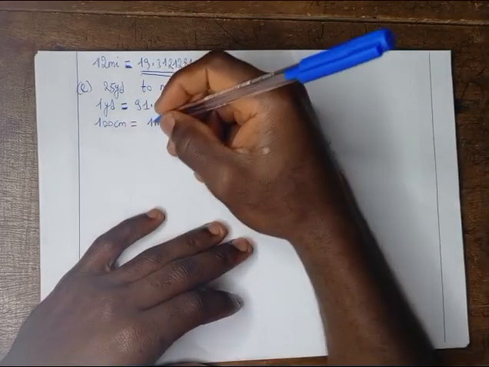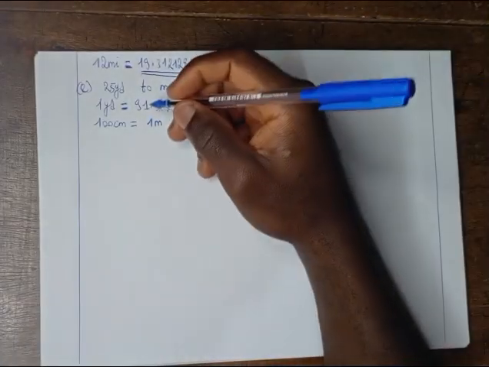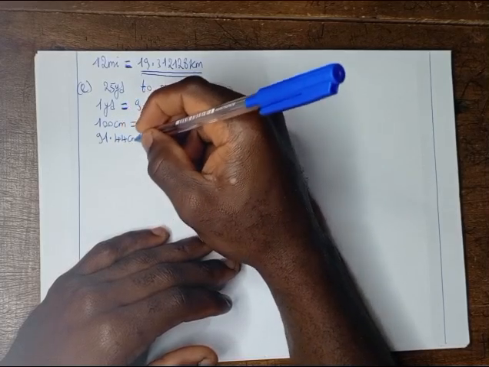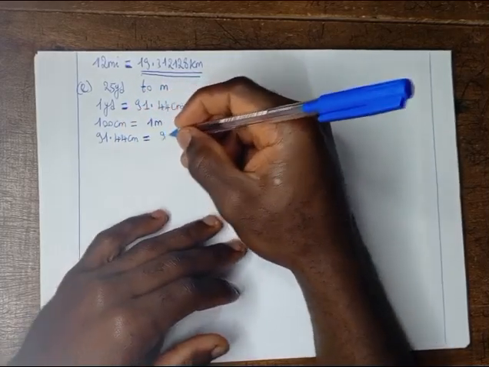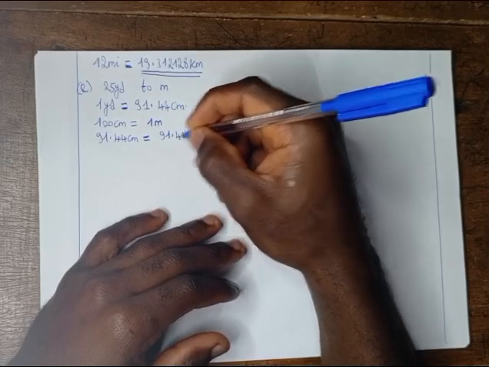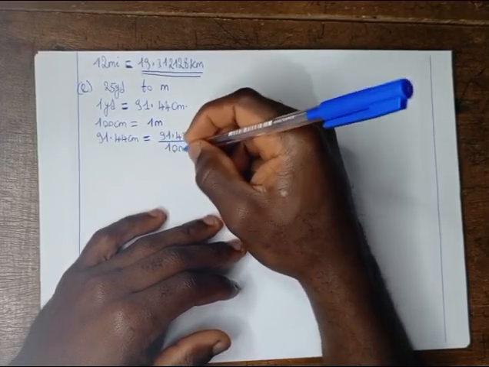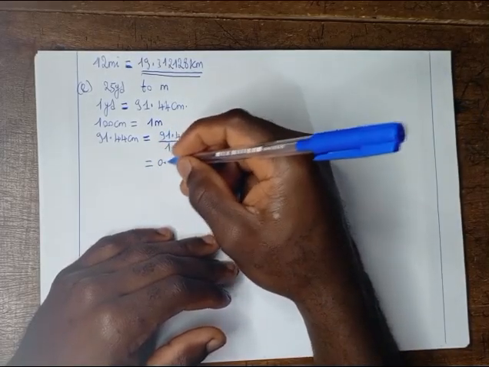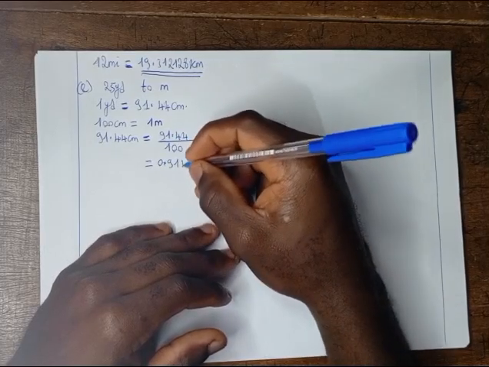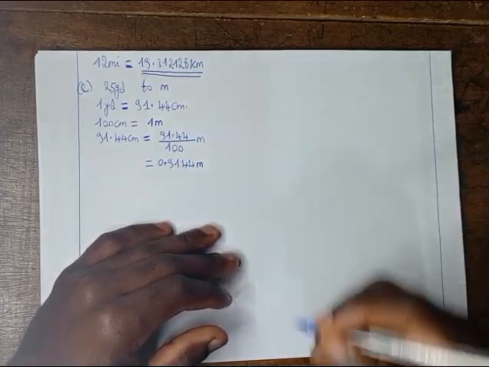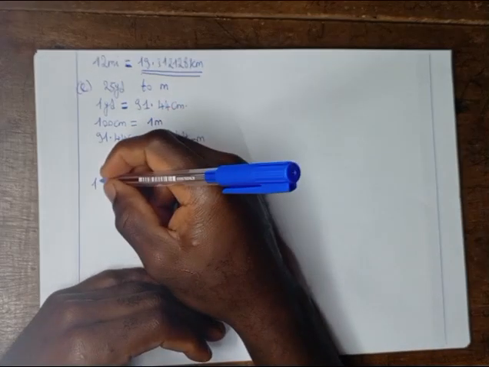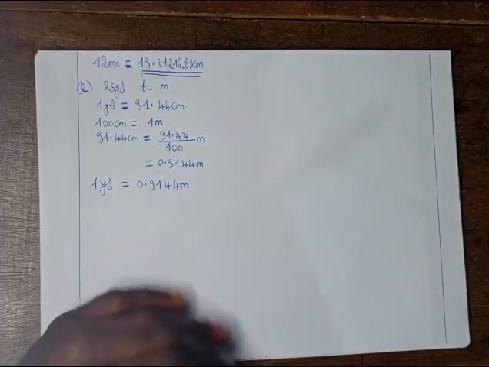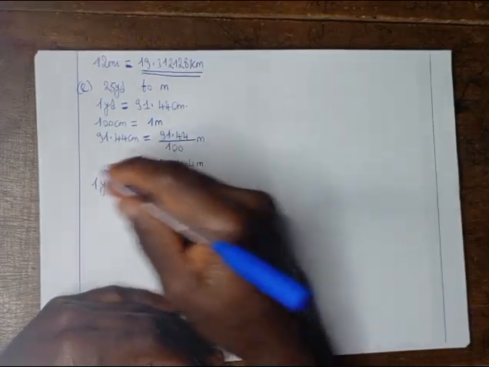So for us to convert 91.44 centimeters to meters, it will simply be equal to 91.44 divided by 100. Then this will be in meters, which is simply equal to 0.9144 meters. This is what we are going to obtain. So it simply means that 1 yard is 0.9144 meters.